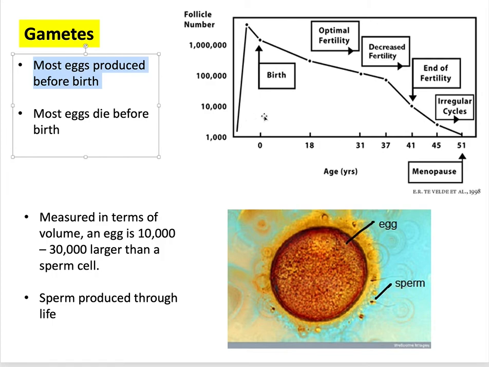There are no eggs generated after you're born. All your eggs are produced before. Many of them die before you're born. I think it's like half of them don't make it to childbirth. Measured in terms of volume, an egg is about 10,000 to 30,000 times larger than a sperm. Sperm is produced throughout life. So remember I said sperm is cheap. Well, yeah, relative to the amount of mass that an egg has, sperm is definitely cheap.